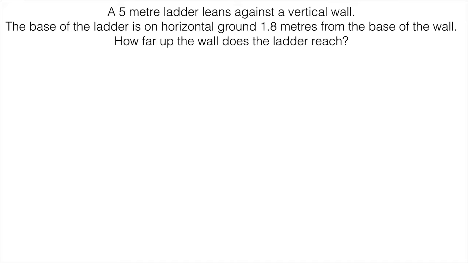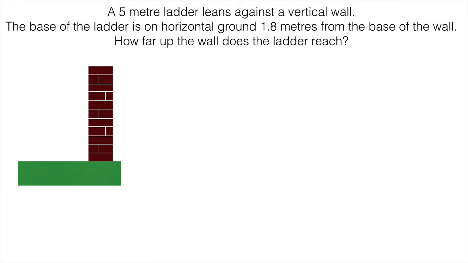Well, as you know, I like to start with a quick sketch, and we'll start with the wall. We have horizontal ground, and there is my ladder. Now the ladder is 5 meters long, and the base of the ladder is 1.8 meters from the foot of that wall. Now because the ground is horizontal and the wall is vertical, we do have a right angle. And hopefully you can see we have a right angle triangle here.